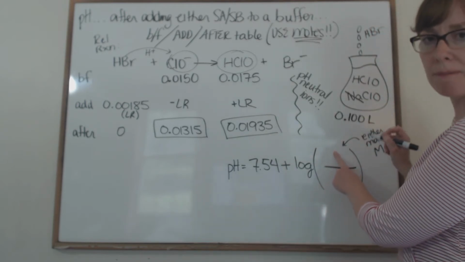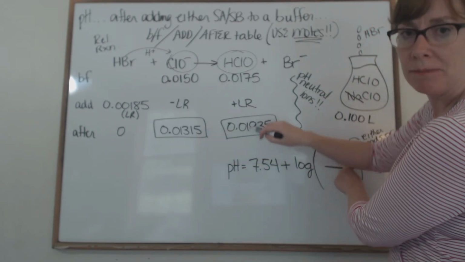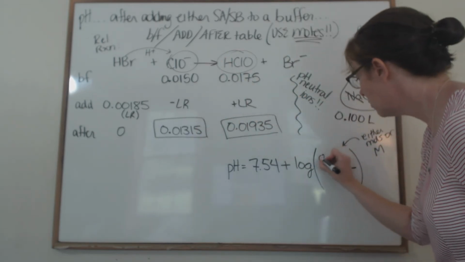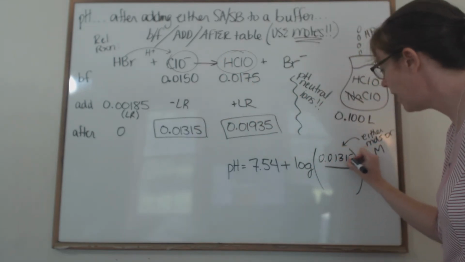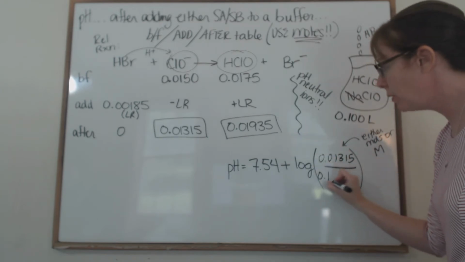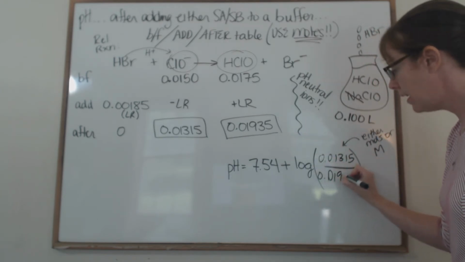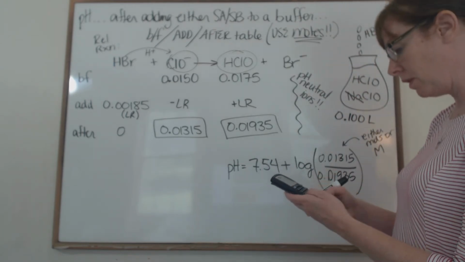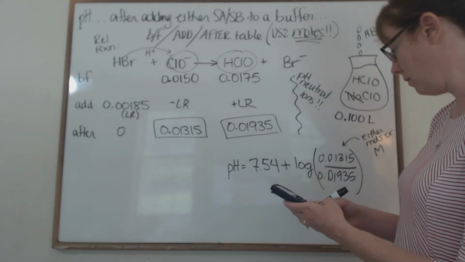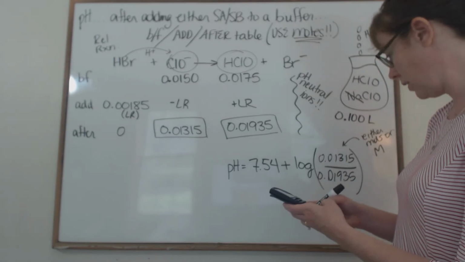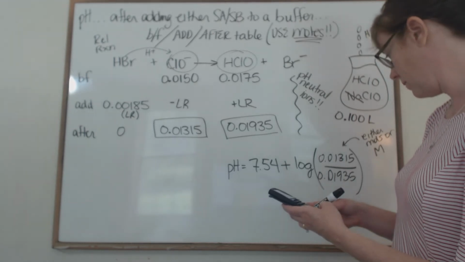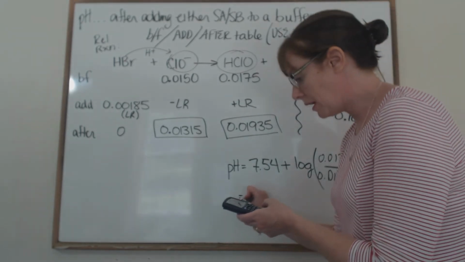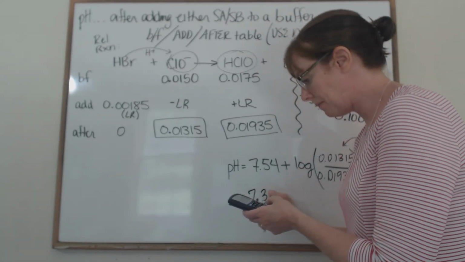So base on top. Which one of these is the base? It's this one. 0.01315 divided by the acid, 0.01935, and then we just do math. Plus the log, and so I'm getting a pH of 7.37.